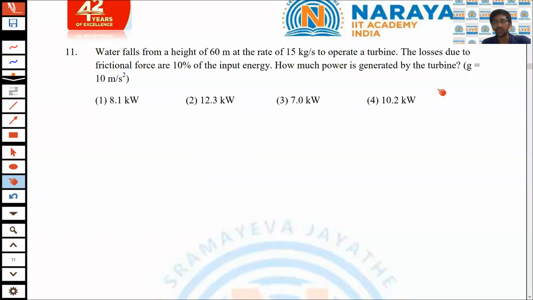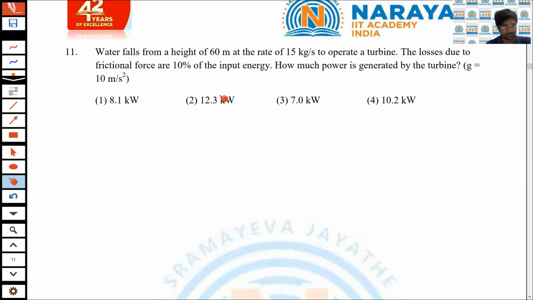So let's come to the 11th question. Water falls from a height of 60 meter at the rate of 15 kg per second to operate a turbine. So turbine is a device that generates electricity, and it converts the kinetic energy of the water into electrical energy. The losses due to the frictional force are 10% of the input energy. Now, how much power is generated by the turbine?